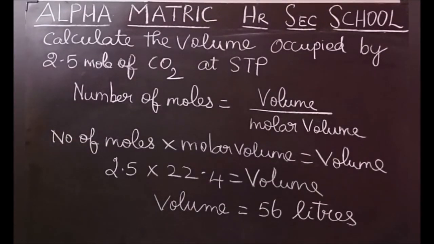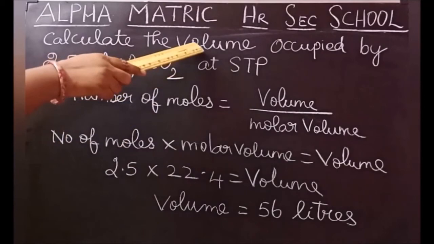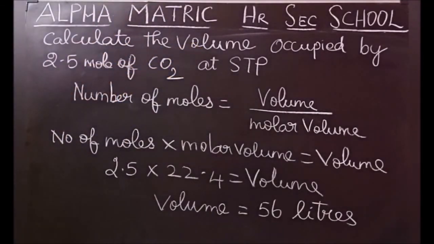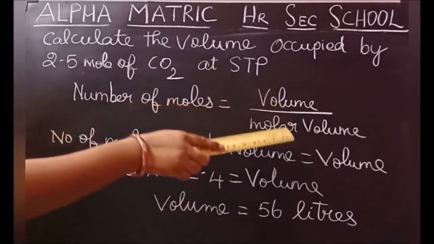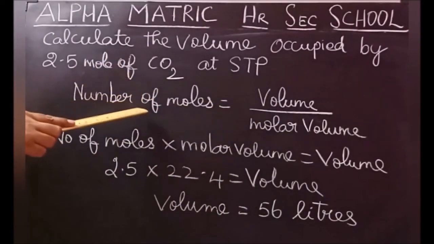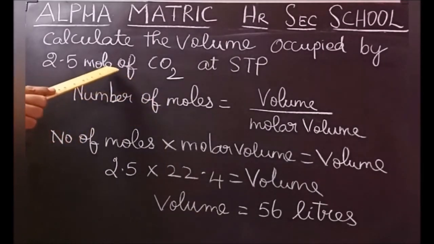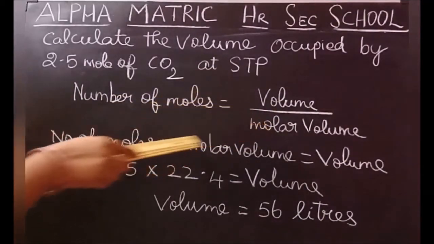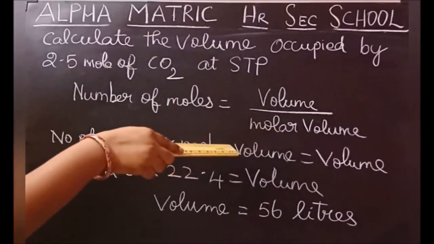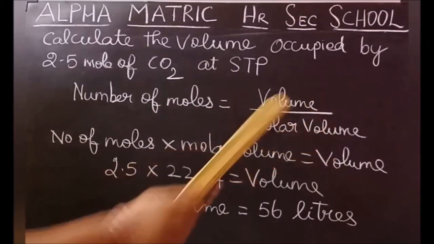Calculate the volume occupied by 2.5 mole of carbon dioxide at standard temperature and pressure. Calculate the volume. We always calculate volume for gaseous substances. For gases, the number of moles formula: number of moles equal to volume by molar volume. In the question, mole data is given. You are asked to calculate volume. Just rearrange the formula: number of moles into molar volume equal to volume.